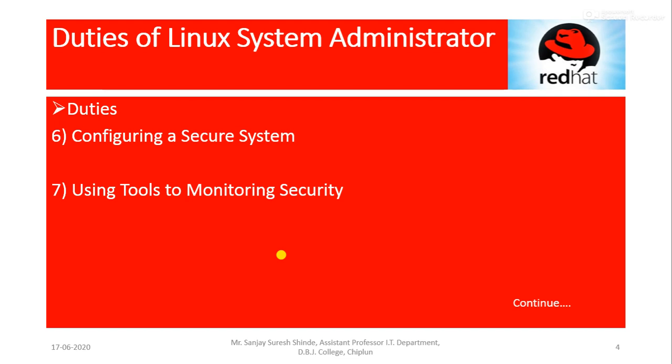And the last duty is using tools to monitor security, right? A Linux system has a number of inbuilt tools that automatically monitor system activity, right? What is going on in the system, what external activities are performed on the system, incoming data or outgoing data from the system, right? All these activities are automatically monitored by different types of tools, and many of these tools are inbuilt in the Linux system, right? And generally we say Linux is a very secure system. Why? Because of this, right?